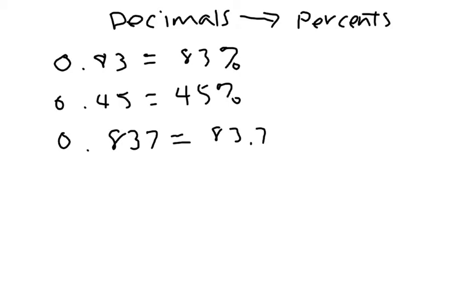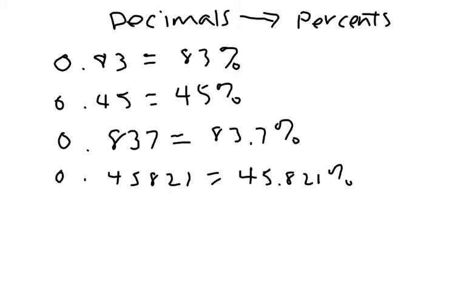So it's 83.7%. If we had 0.45821, that would be 45.821%. If you have 1.83, that would be 183%. So basically what you're doing is multiplying by 100 and adding a percent sign. Take the decimal number, multiply it by 100, which moves the decimal 2 places to the right, then put a percent sign after it.